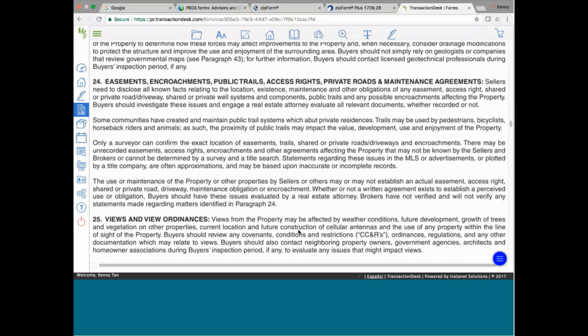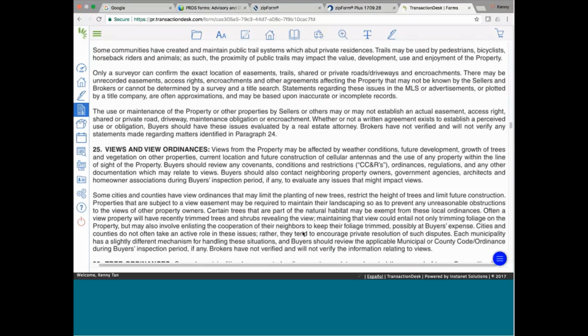Views and view ordinances. You know, views are not protected in California. Did you know that? No protection. So when you buy the house, there's a nice view, right? A few years later, you could lose that view. There's no protection of views in California, unless the CC&R actually restricted. There are some CC&Rs that don't allow the homeowner to grow their trees beyond a certain height. Now, if it's stated in the CC&R, then your view may be protected.